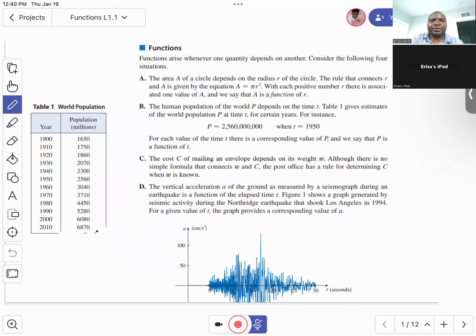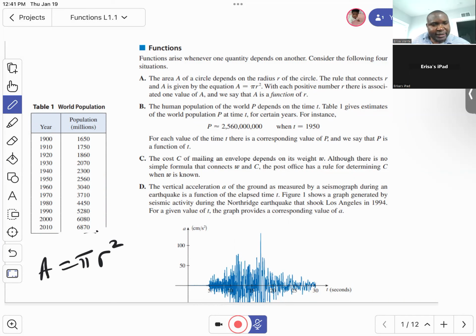Look at the area of a circle, okay? We say that the area of a circle is given by area equals pi times the radius squared. So area depends on the value of the radius. Whatever value you select for the radius, it will give us a value of A. So in that case, A depends on r, okay? So A is a function of r.